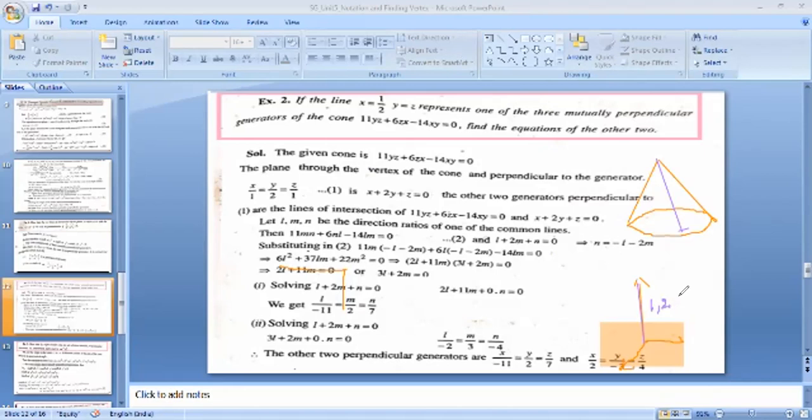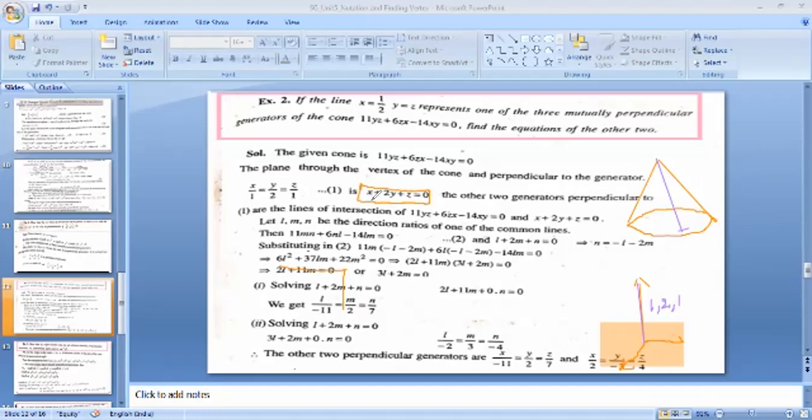So automatically, what is going to be the equation of the plane? That is 1 into x plus 2y plus z. That is why we got the equation of the plane as x plus 2y plus z equal to 0. That is the equation of the plane.